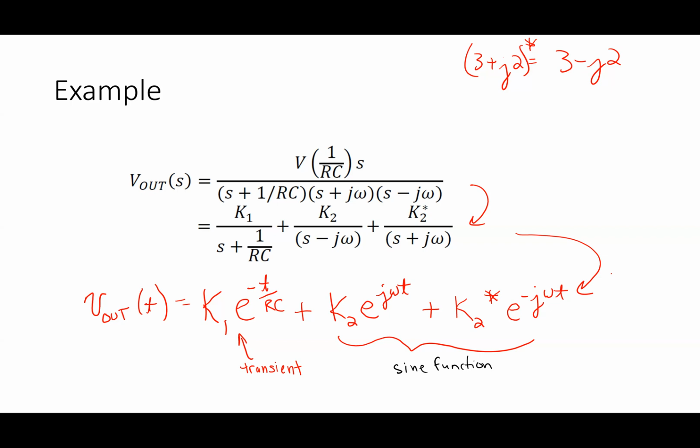What's that? It will be real. e to the j omega t, e to the minus j omega t. They're not going to cancel each other.